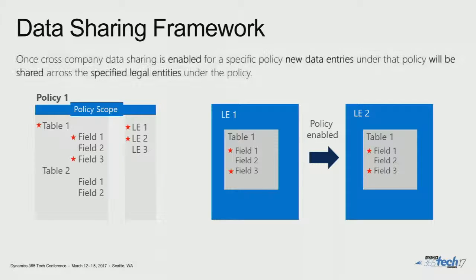As I mentioned, I have a policy. Beneath this policy, I have table 1 and table 2, and I have identified that I want only table 1, and within table 1, I want field 1 and field 3. That's what I would define in my policy, and then I would include legal entity 1 and 2, and then enable the policy. Once this is enabled, let's say you initially had your data in LE1, you enable this policy, the data is replicated to LE2.